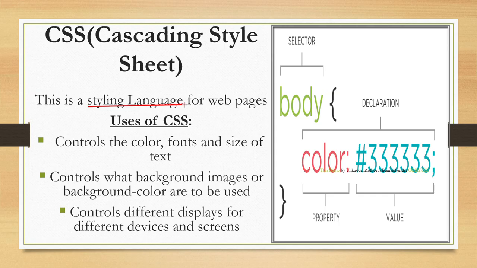With the help of CSS as well, we can control what background image or background colors are to be used. So CSS helps us to add images or backgrounds, and helps us to add colors if you don't want to use images. With the help of Cascading Style Sheets, your website will look very beautiful. It helps you to select images. A lot of options, a lot of things you can do in your Cascading Style Sheets.